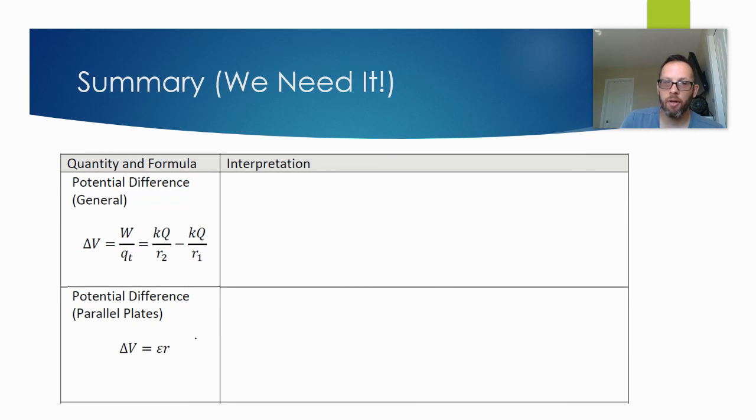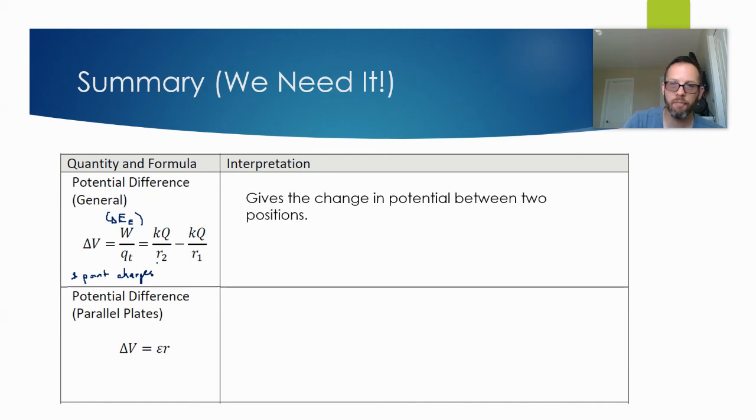Okay, and then we talked about electric potential difference, and it was the change in potential energy, or the work done, divided by the test charge Q. And the potential difference for 2 point charges is KQ over R2 minus KQ over R1. So it's just voltage is the change in energy per unit charge. And if you have point charges, you just subtract those two. That was for point charges. So interpretation gives a change in potential between two positions.